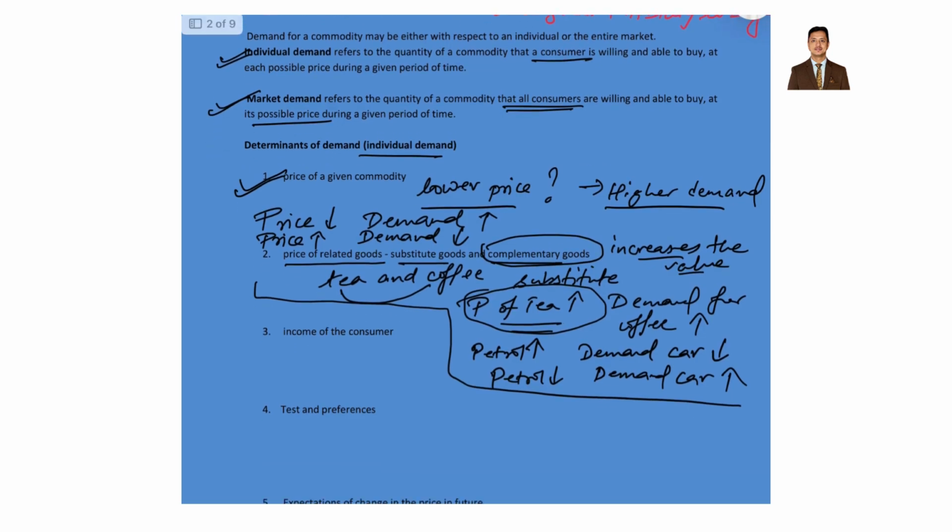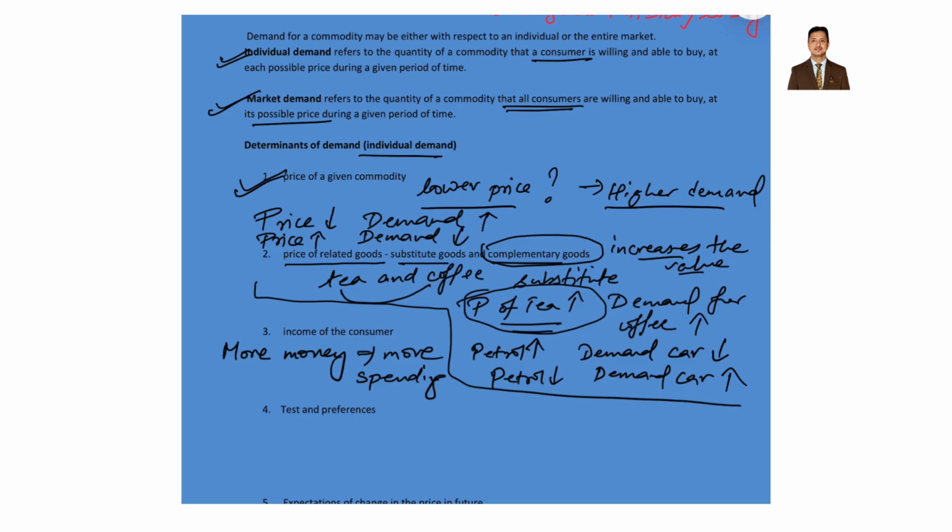Income of the consumer, very easy. More money means more spending. Of course, right? It is so understandable that the higher the level of income of the consumer, the more they spend on goods and services. So income of the consumer has a direct relationship with the demand.